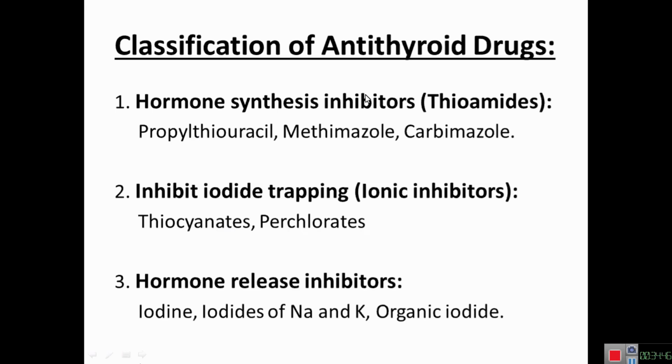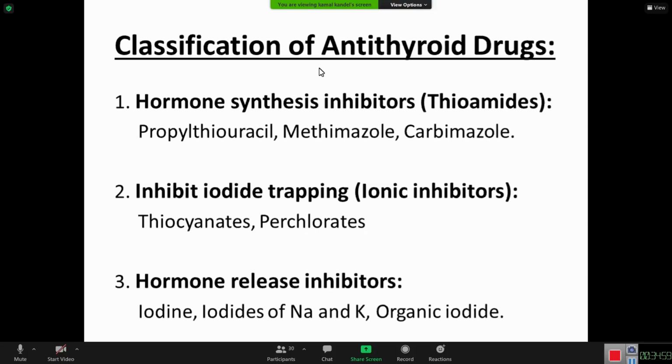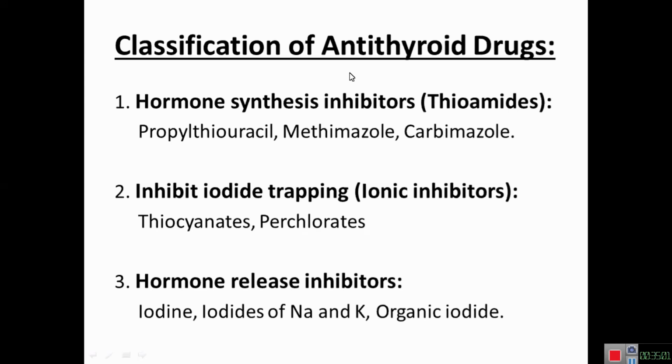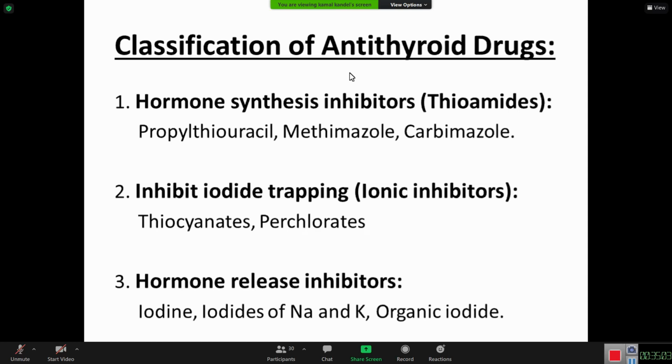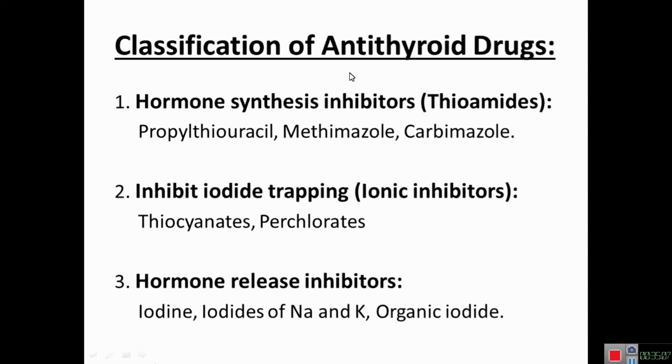So, let's just revise: which is the fastest acting anti-thyroid drug? Propyl thiouracil. Hormone release inhibitor. No, propyl thiouracil. Fastest acting. Methimazole. Hormone release inhibitor. Very good. I had already shown the hormone release inhibitor on the slide earlier. It seems you haven't taken notes. Hormone release inhibitors are the fastest acting anti-thyroid drugs.